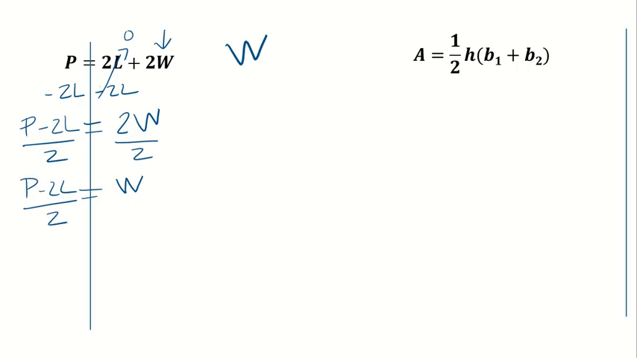Am I done? Yes, you are. But can you go further? You can. You can go further if you need to. Okay, I'm going to divide both sides by 2. Boom. P over 2 minus, and 2 divided by 2 is 1, so L. So either answer is acceptable to solve for W. Okay, that wasn't that bad.